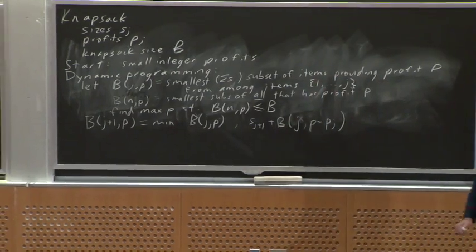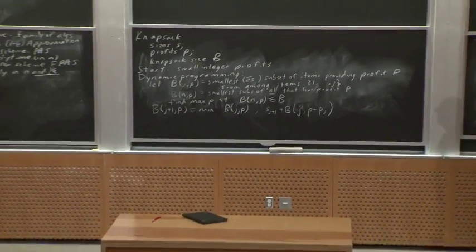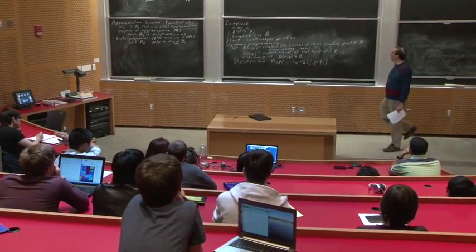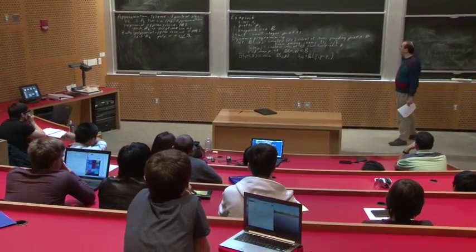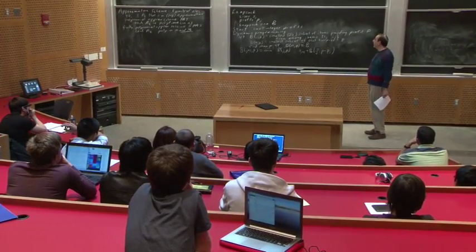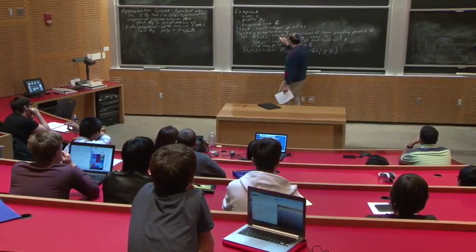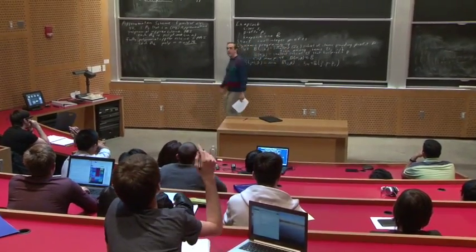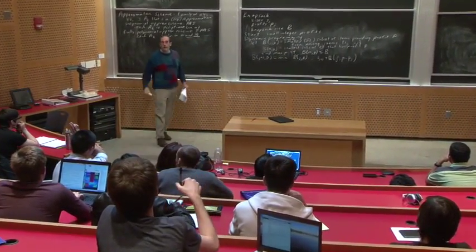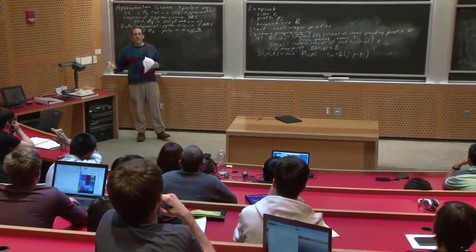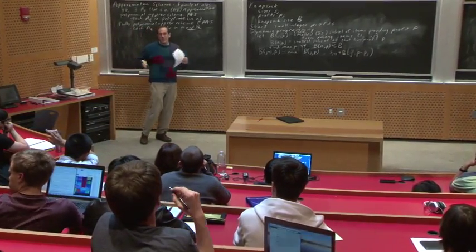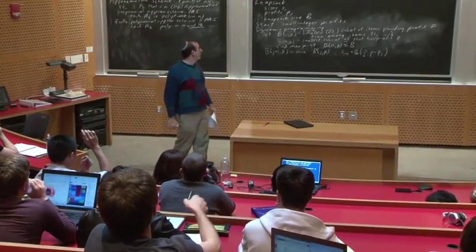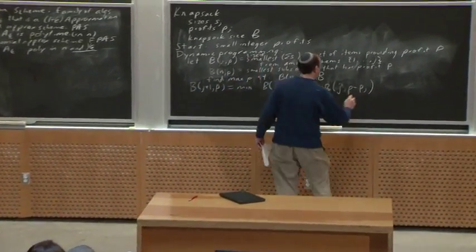Yes? Sorry, I'm a bit confused about the notation we're using. So S_j is a size, right? Yes. And B(j+1) is a subset. So let me call this the size of the smallest subset. Yes? I mean, there's this one-to-one association between the size of the subset and the subset itself. Yes? That P minus P_j+1. Oh, thank you. Yes.